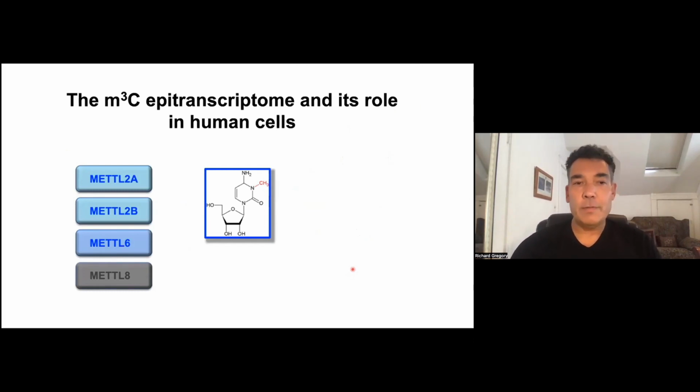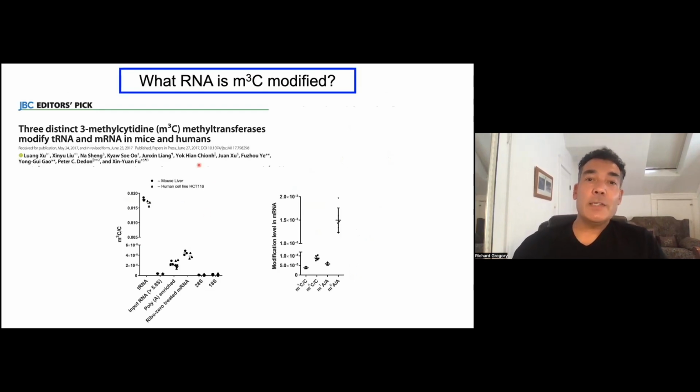There are 4 known methyltransferases in the human genome that are responsible for M3C. And we became interested in this several years ago from this study that was published in JBC. And it suggested that perhaps M3C may exist in messenger RNAs. And this is one of the reasons we became interested in this initially. But even in this study, you can appreciate that certainly if you look at this axis here, tRNAs are very heavily modified by M3C.